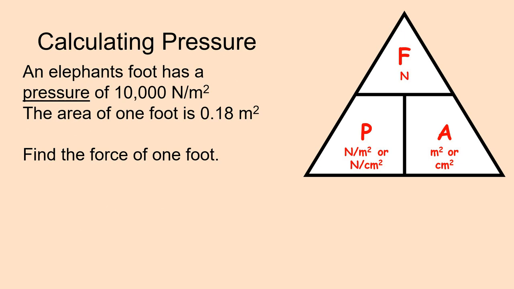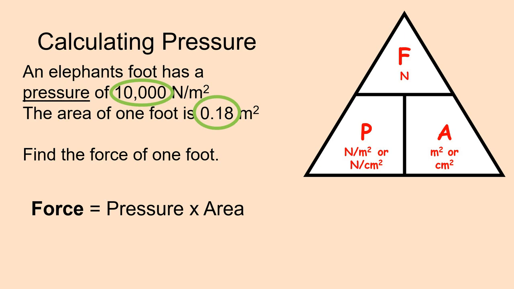Question 2. An elephant's foot has a pressure of 10,000 newtons per metre squared. The area of 1 foot is 0.18 metres squared. Find the force of 1 foot. So, circle our values that we're going to use. The force equals the pressure times the area. So we need to do 10,000 times 0.18 to get 1800. Can you work out what the units will be? It's newtons, because it's a force.